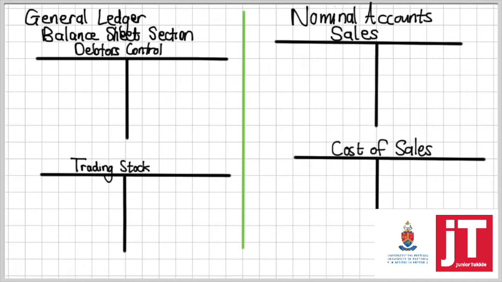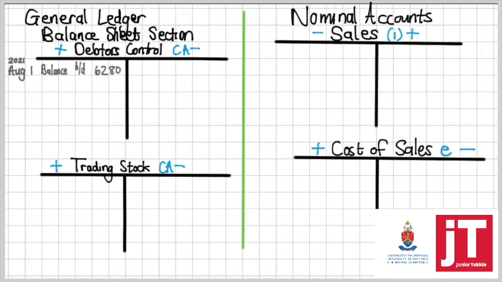Now step 2 is to classify your accounts. So each account: debtors control is a current asset, so plus on the debit side, minus on the credit side. Same for trading stock. Then sales is an income, so minus on the debit side, plus on the credit side, and then cost of sales is an expense.